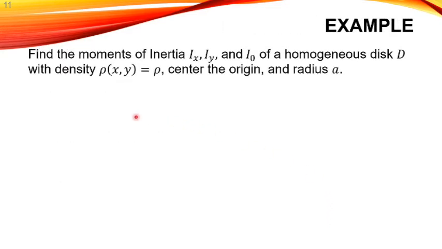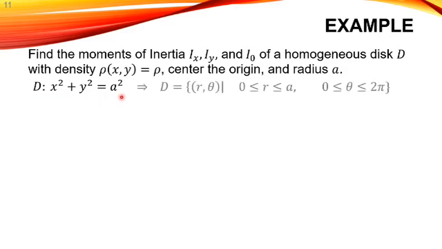Example: find the moments of inertia I sub x, I sub y, and I sub 0 for a homogeneous disk with density function equal to rho, centered at the origin, with radius a. So the region is x squared plus y squared is equal to a squared. Then transformed into a polar region, we have r theta, where r is from 0 to a and theta is from 0 to 2 pi.